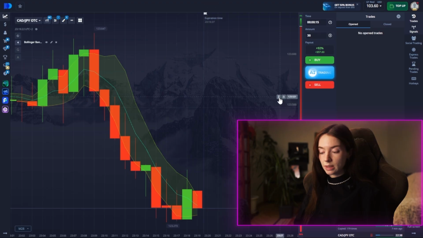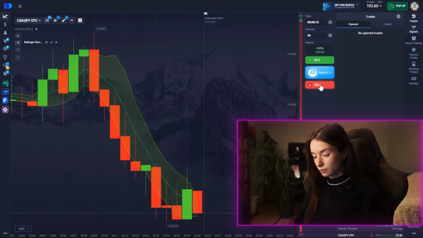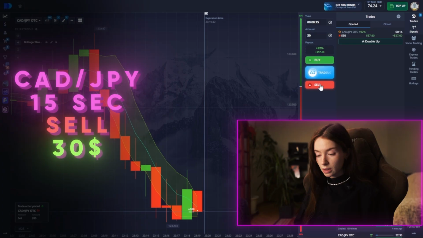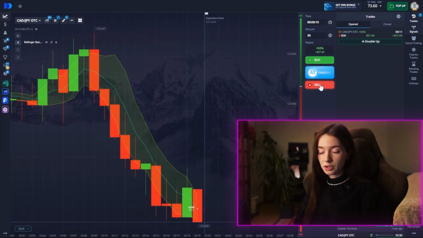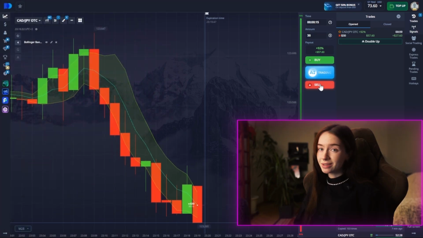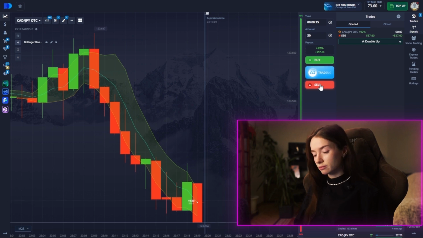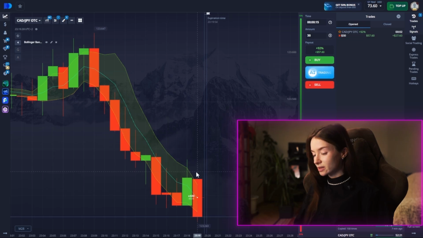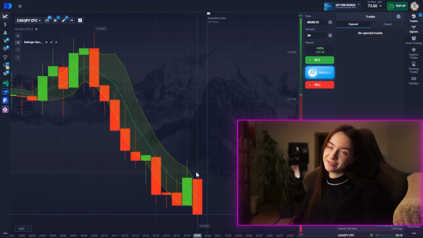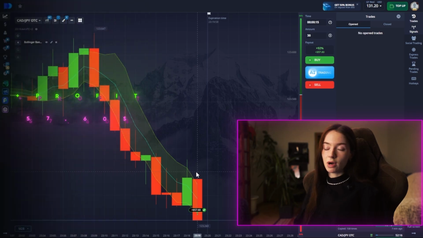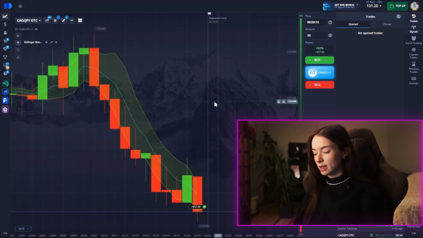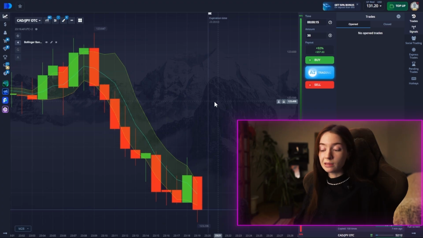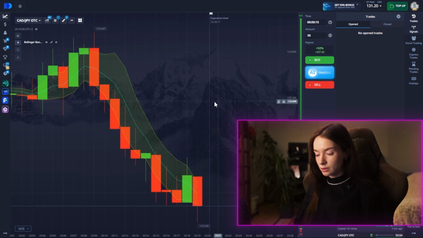I open a sell when the price touches the middle band and starts moving downward. You see how important it is to enter at the right moment. This indicator shows it very well. And we close in profit. Great. We already have $130 on the balance. In a very short time, we've done a lot of work, but we haven't reached our goal yet. We're getting closer step by step.